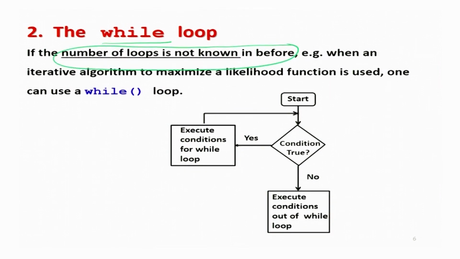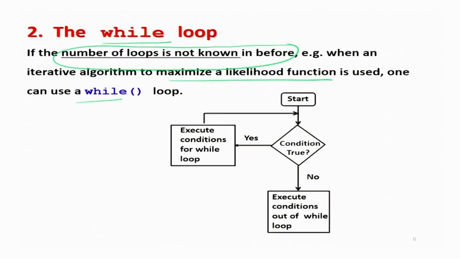For example, when we use iterative algorithms, that means the algorithm has to work till we get a convergence. For example, when we use maximum likelihood estimation in statistics, we use this type of algorithm because we don't know whether the convergence of the algorithm is going to be achieved after 5,000 repetitions or 7,000 repetitions. So we give a condition like this: repeat the algorithm till you get a convergence. For that we use the while loop.